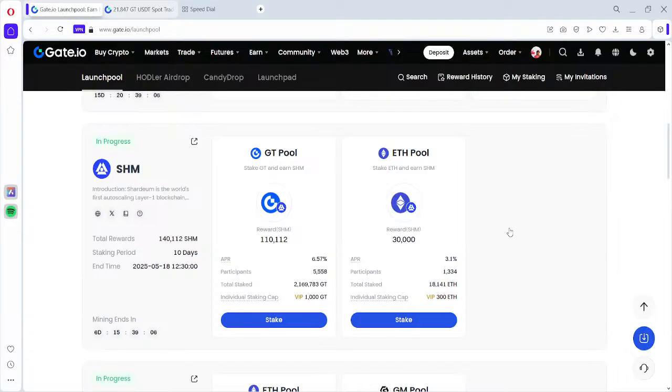For the GT pool, they are offering 6.57% APR, and the total participants available in the GT pool was 5,558. And for Ethereum, the APR was 3.1 percent, and the participants were 1,334. Okay, so the total amount of staked Ethereum and the total amount of staked GT, you can check out here. It's so easy to see the total amount of staked tokens available.